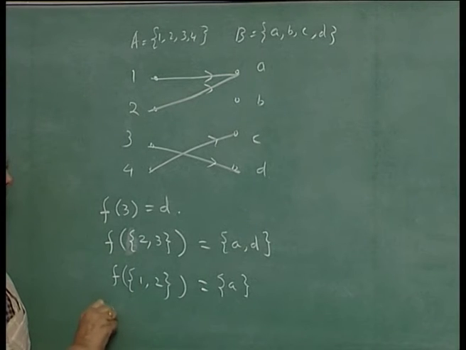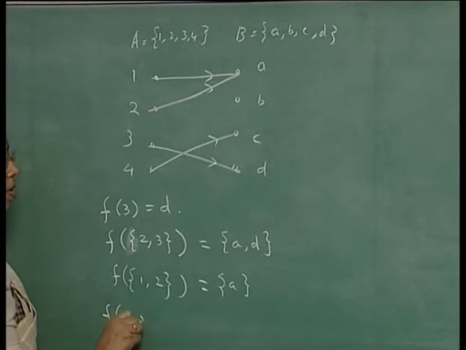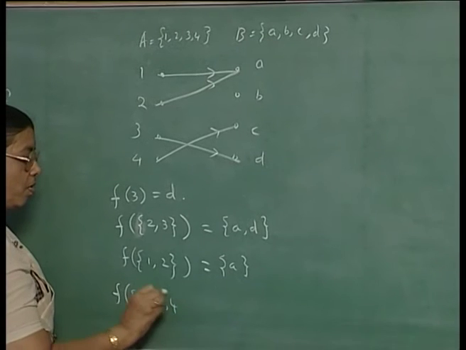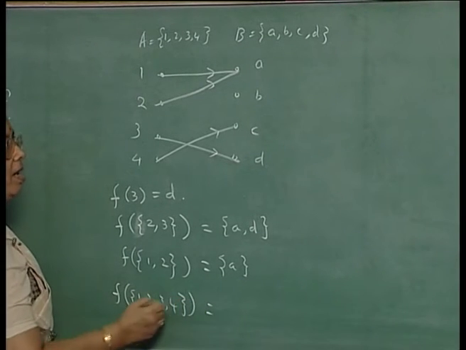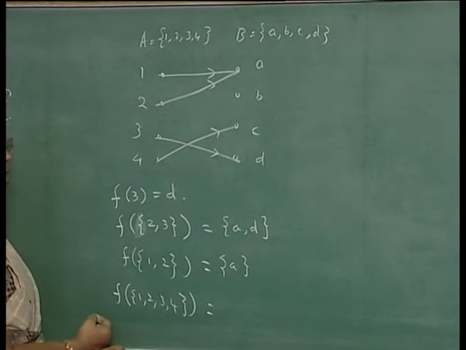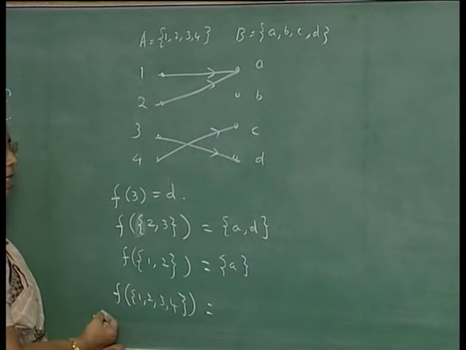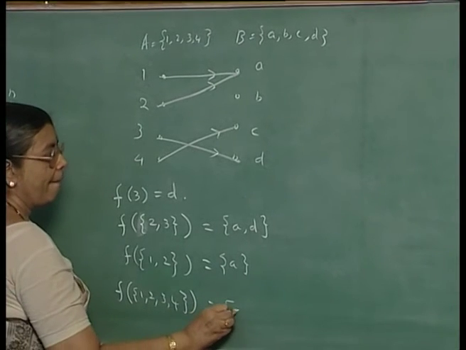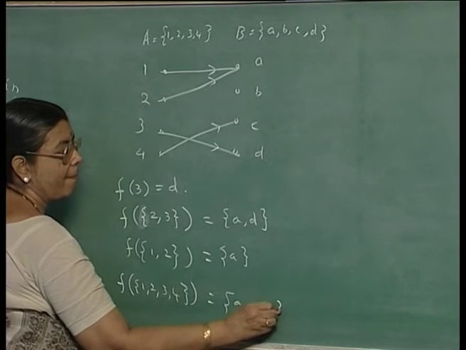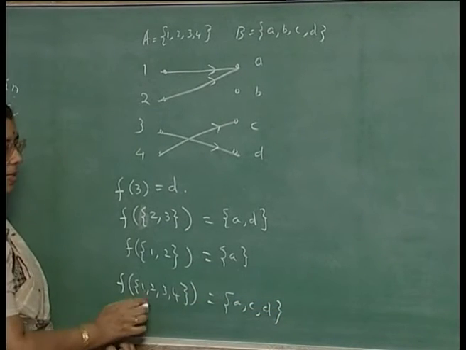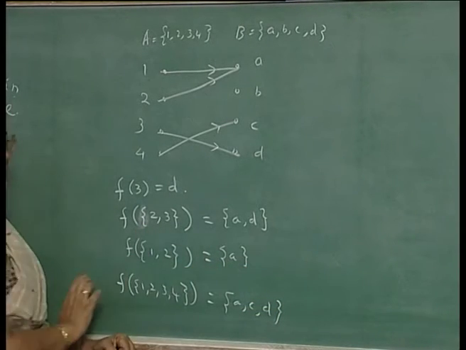If you take the whole set {1, 2, 3, 4}, then 1 and 2 are mapped onto A, 3 is mapped onto D, 4 is mapped onto C, you will get {A, C, D}. This is the image of this, this is the image of this and so on.